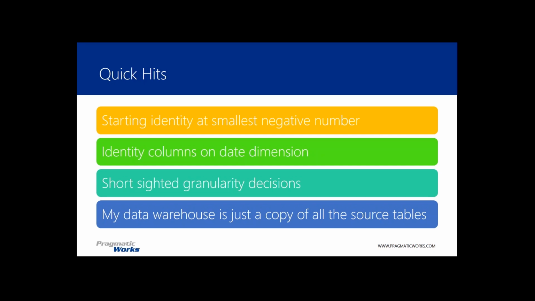Hey, identity columns on date dimensions. This one just bugs me because it's unnecessary. We always have customers every now and then that will put an identity value on there instead of using a smart key. So let's say your date dimension starts at 2005. January 1st of 2005 would be record number 1, SK of 1. Well, instead of doing an SK of 1, put the integer representation of the date in there.